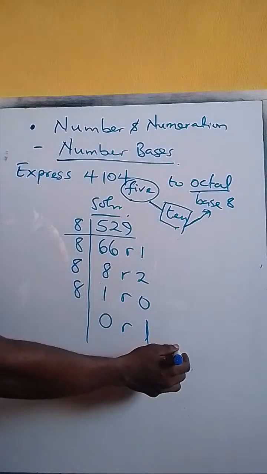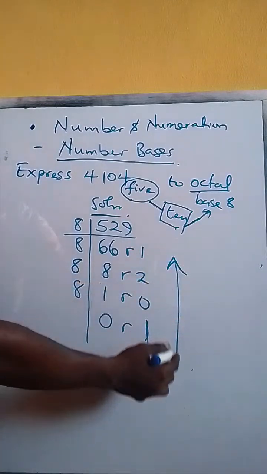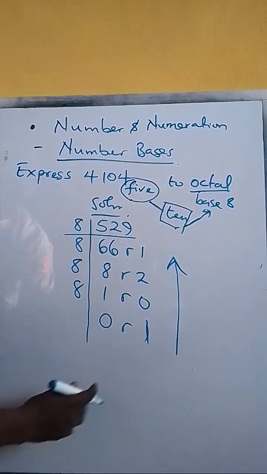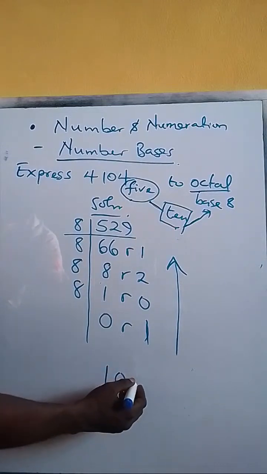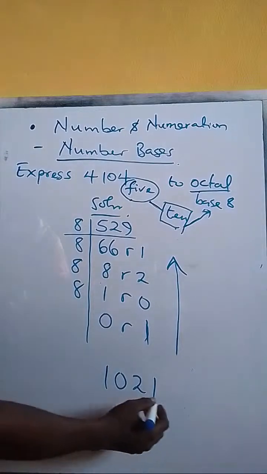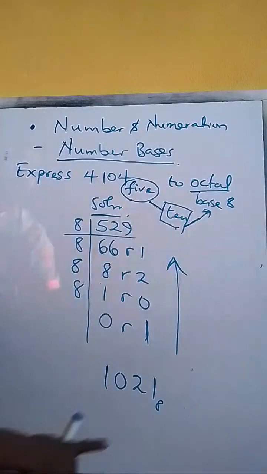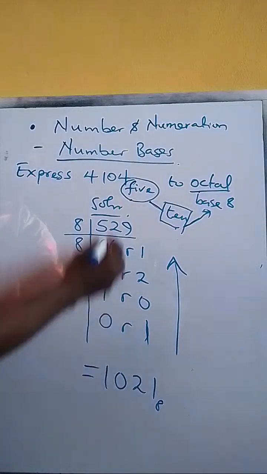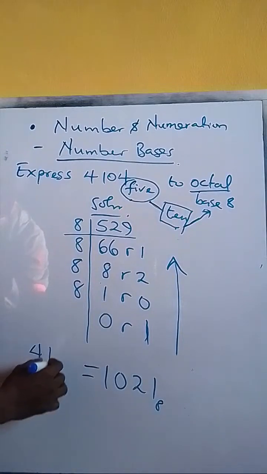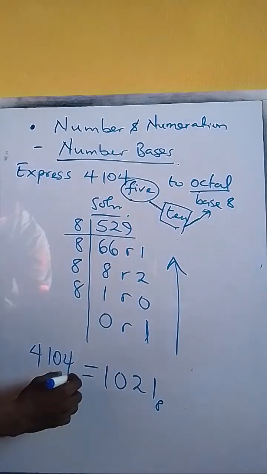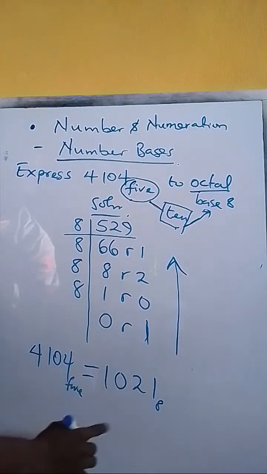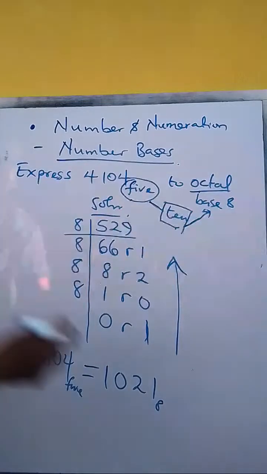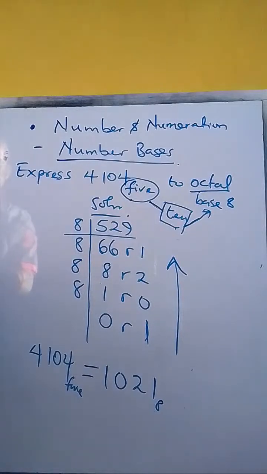Then from here, the solution, we write it from bottom up. We show this arrow going up. Then it implies that the result of this will now be 1, 0, 2, 1 to base 8. So be careful when writing the base. Make sure you write it as a subscript. So that means what you have here, which is 4104 to base 5, is now equal to 1021 base 8, and we can equally write the base in words to avoid any confusion.